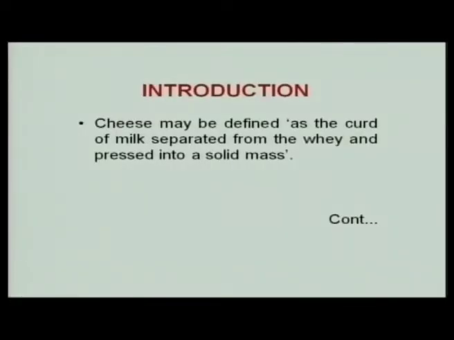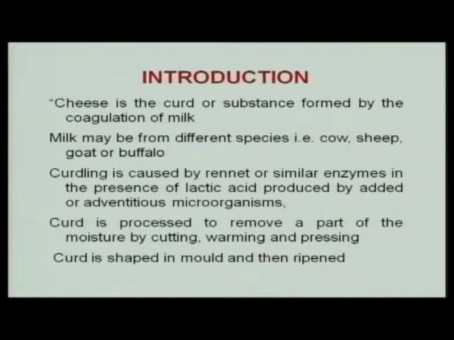So, cheese can be defined as the curd of milk separated from the whey and pressed into a solid mass. Cheese is the curd or substance formed by the coagulation of milk, and milk may be from different species. Cow milk is used in the world largely for cheese making, but specialty cheeses are made from sheep, goat or buffalo milk. Cheddar is the most important variety if we look at the volumes of cheese produced worldwide. This is mainly prepared from cow milk, whereas mozzarella is prepared from buffalo milk.